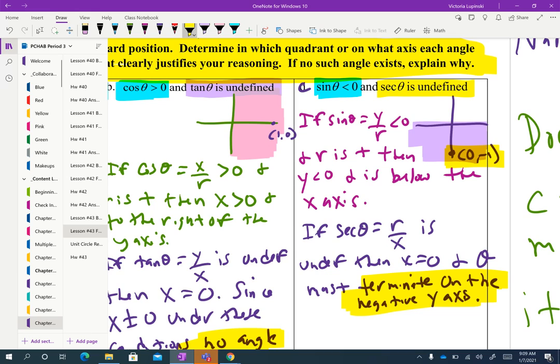So there's still a lot more to come in terms of trig. How do you take the first part of the lesson and kind of add it together with the second part of the lesson? There's still so much more to come, but for now, you are fully equipped to go ahead and try homework number 43.